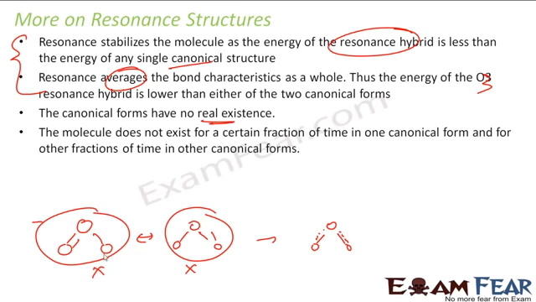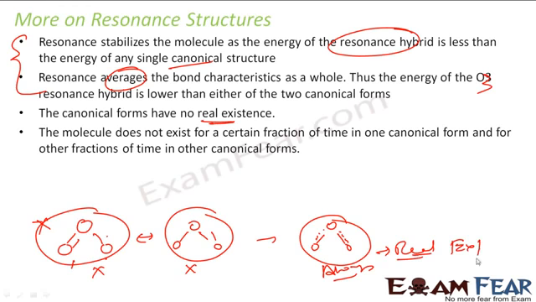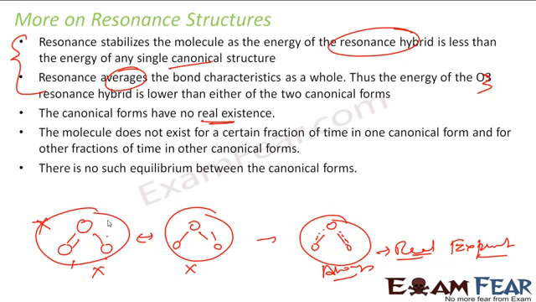It is not that it exists in this form for 1 second and in that form for the next second. A lot of students have this doubt. They say that for 1 second it is in this form, for 1 second in that form, and it keeps swapping. That concept is wrong. It is always in the resonance structure. This is the real experimental structure. These others don't exist, and the structure doesn't keep on swapping.